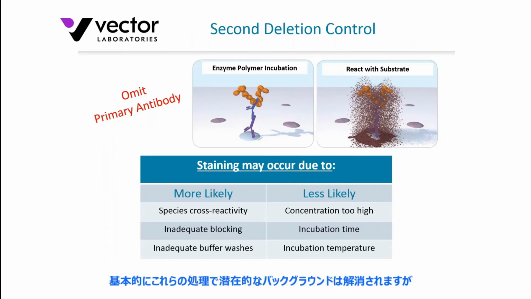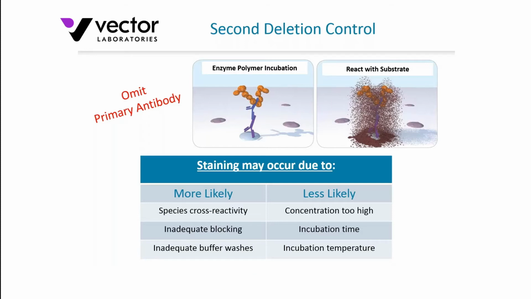So if you've worked through those steps and potentially eliminated the background, and you're still seeing some after that first deletion control, move on to this second deletion control. I've copied here this diagram again, highlighting our schematic we're working from. What we're assuming is you've done the tissue prep, antigen retrieval, the quenching, the blocking, and you're omitting the primary, but you are applying the enzyme polymer and reacting with the enzyme substrate.